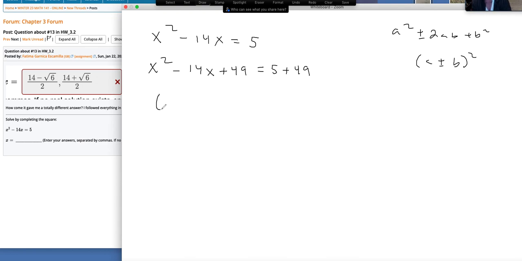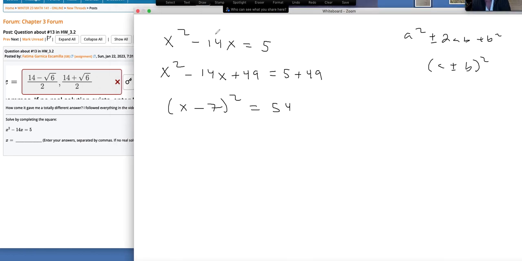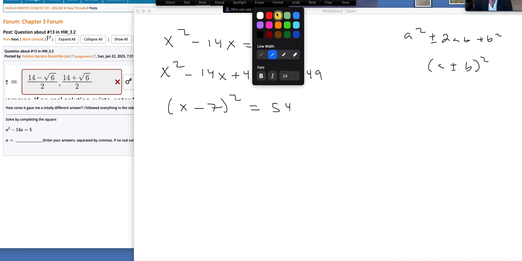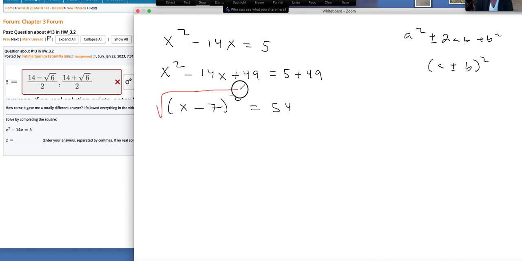Okay, so then we're going to do our factor. We're going to get x minus 7. That's what we're trying to do. That's where we were trying to complete that square. And then that equals the 54, which is what they got. And then what we would do from there is we would undo the root. That's where the plus or minus comes in. So now we have x minus 7 equals plus or minus square root of 54, and then we add the 7 over.